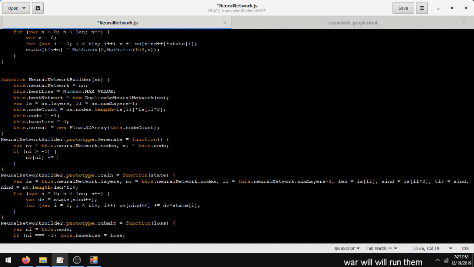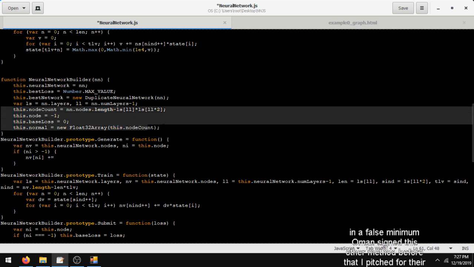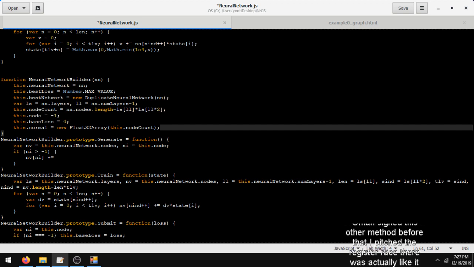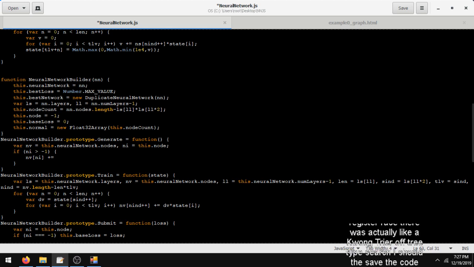Oh man. Then the difficult part is though, wait. So an issue that this is actually going to have is this can get stuck in a false minimum. So I had this other method before that I ditched, that I just erased, that was actually like a quadtree or octree type search. I should have saved that code. That might actually be better, because that won't get stuck in false minimums, it'll just keep going. Like with this, then I'm going to have to add code that detects when it gets stuck in a false minimum.